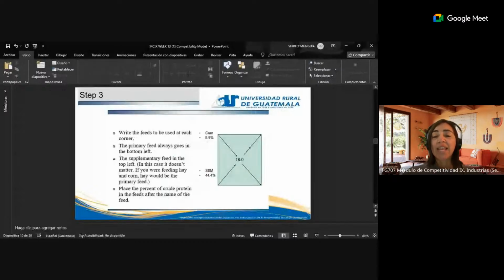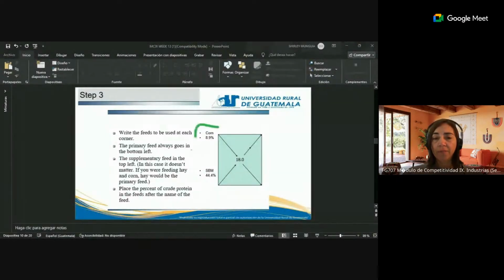Okay, so the next step that we're going to work with is to write the feeds to be used in each corner. We're going to put the first ingredient in here, that is corn. The primary feed always goes in the bottom left, and the supplementary feed in the top left. In this case, corn is the supplementary feed. It doesn't matter where you put it anyway, but it's better if you put it that way when I'm showing you. If you were feeding hay and corn, which would be the primary feed?